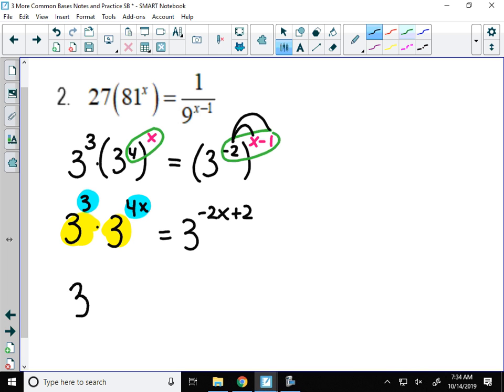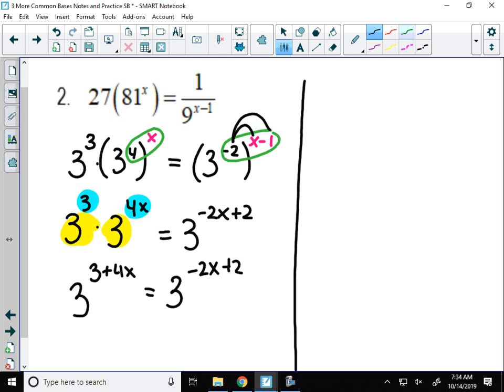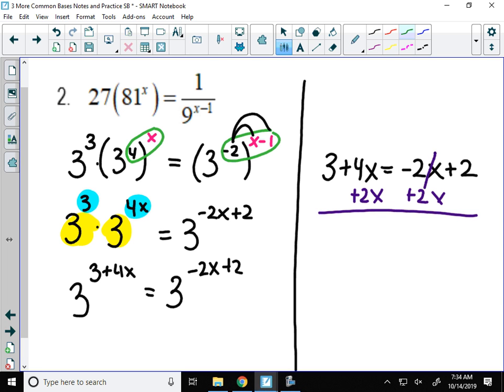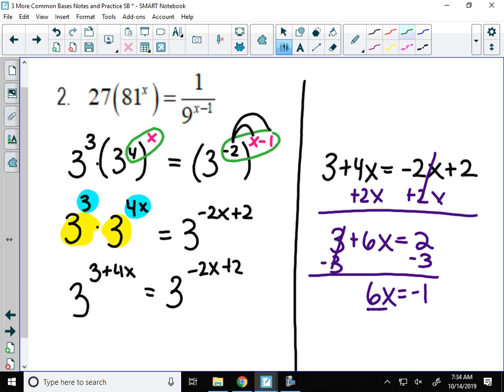So I will have 3 to the 3 plus 4x power equals 3 to the negative 2x plus 2 power. All right, now, because those have the same base, I can set the exponents equal to each other. And I have x on both sides, so first I'm going to add the 2x, which will give me 3 plus 6x equals 2. I subtract 3 to get 6x equals negative 1, and divide by 6.